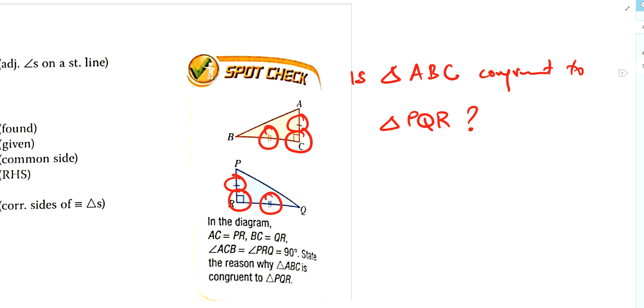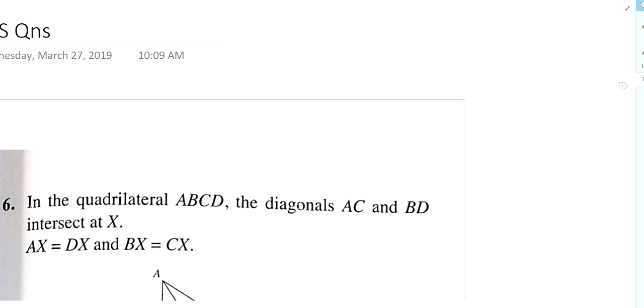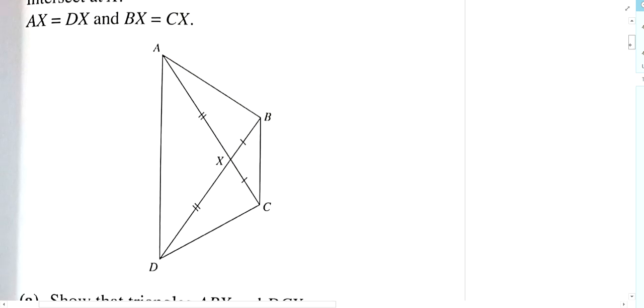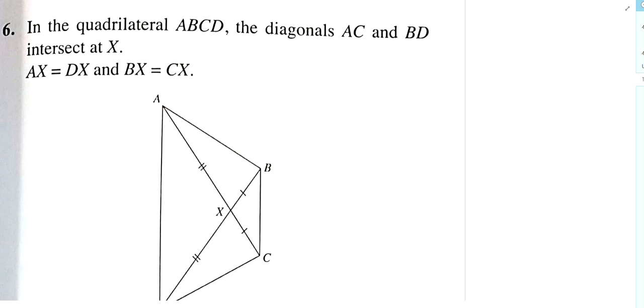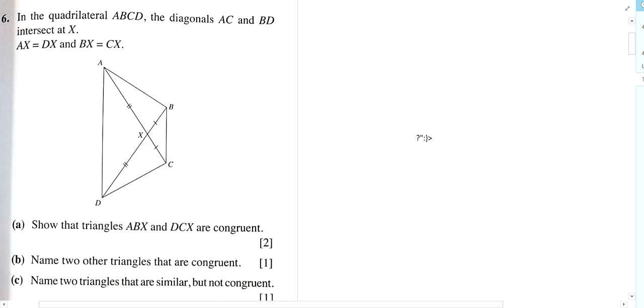So let us try some TYS questions. We see what the questions actually look like. I just need you to look at the screen, look at the questions, and we think about how we proceed. Okay, take a moment to read the question. Show that ABX, DCX are congruent. These are 10 series questions. So first step, what will Mr. Wong do? I'll draw a triangle.